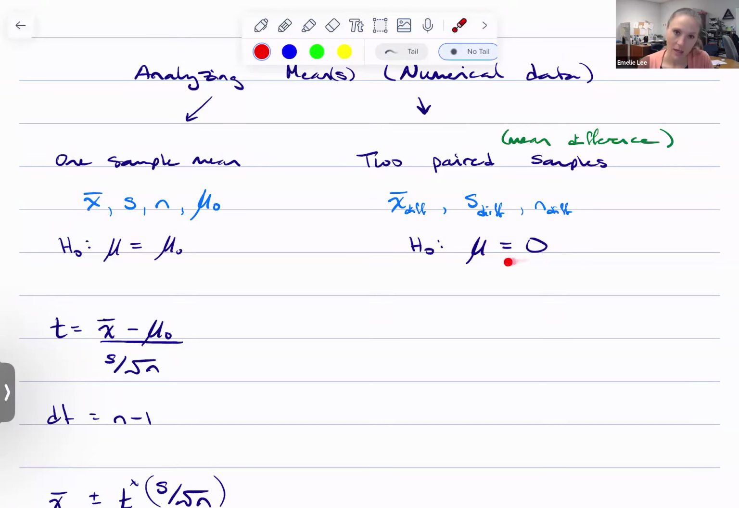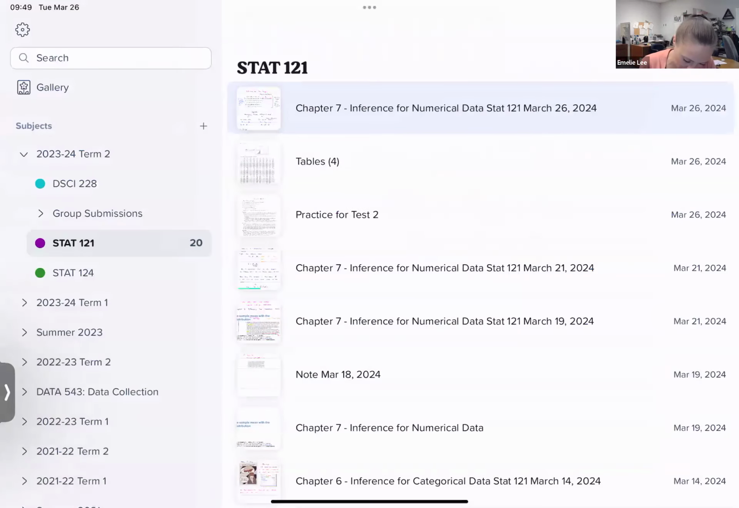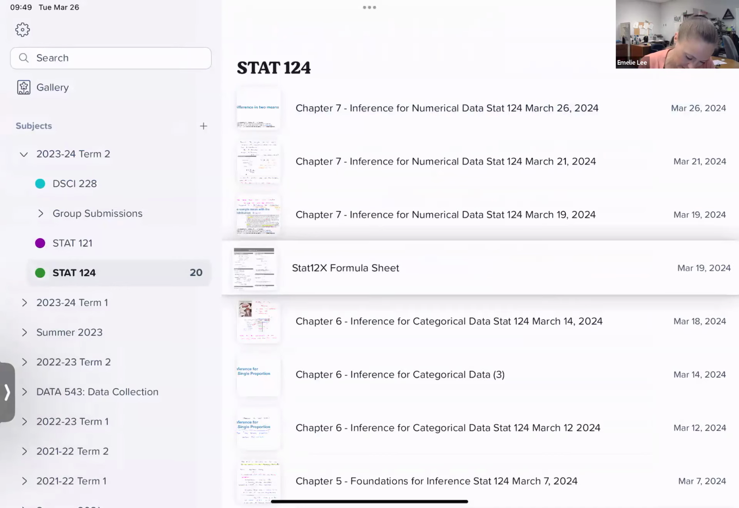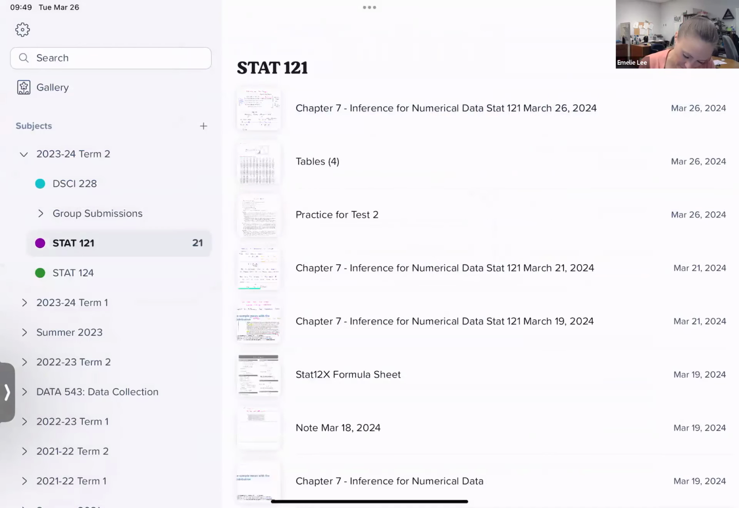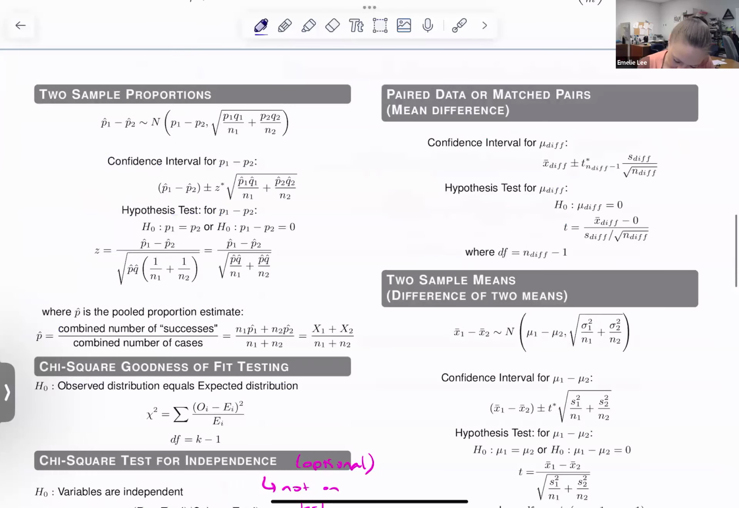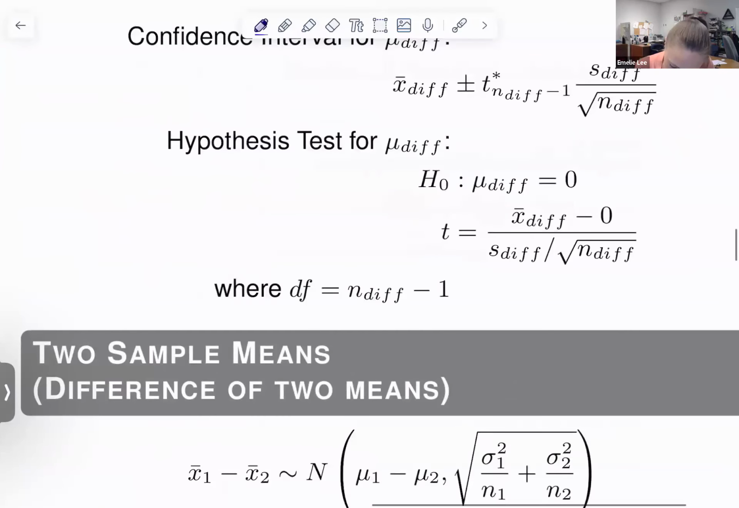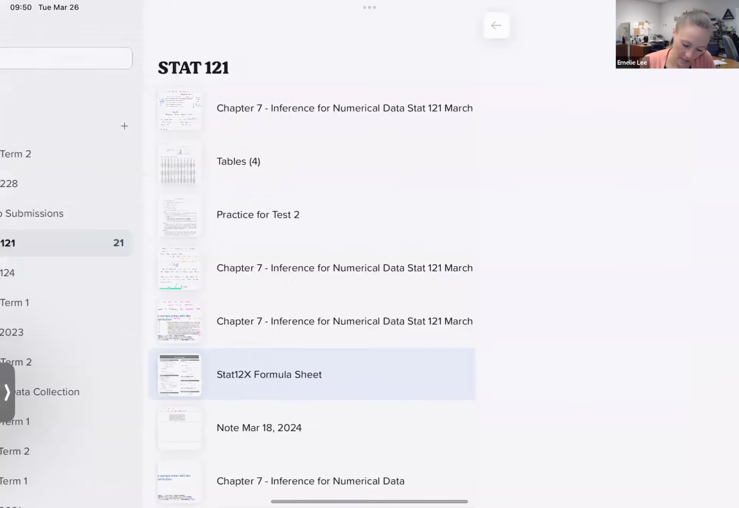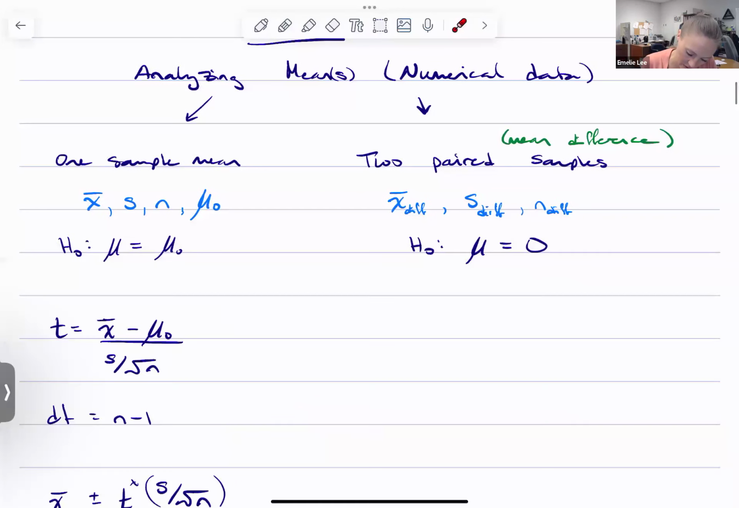And that would be where mu is different from zero. I'm just going to check the formula sheet. I think maybe I have a diff on the mu as well. I think I do. Mu diff equals zero, just to highlight that it's the difference. Mu diff there.